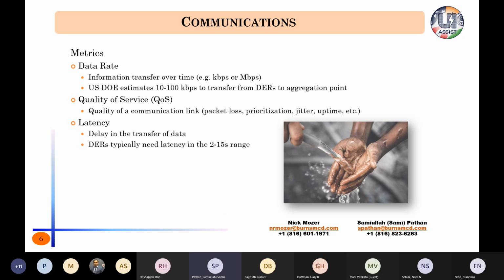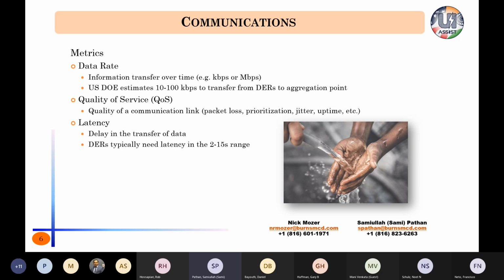So, with such a large number of different technologies available for use in these communication networks, we need certain metrics to be able to compare their usefulness and where to apply them. Data rate is one of the big ones. This is the measure of information transfer between two points over time, usually in the scale of bits per second. I'm sure everyone's familiar with their internet speed in megabits or maybe gigabits per second, who knows. Typically the DER data is not particularly intensive, and something in the bits per second or kilobits per second range is sufficient for total data transfer.